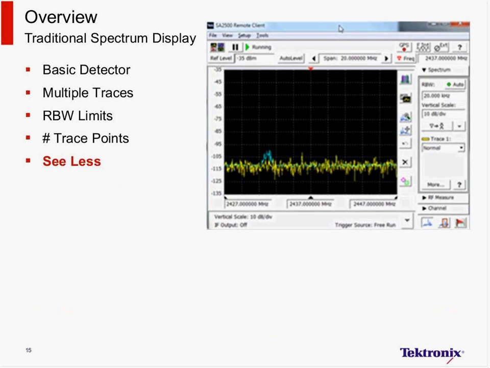So now we're going to switch over to a video of a basic spectrum analyzer display.